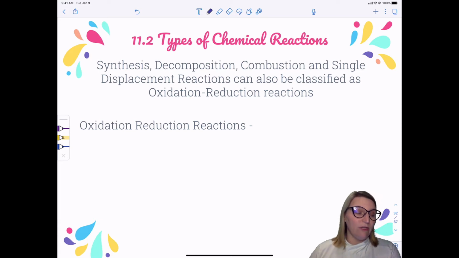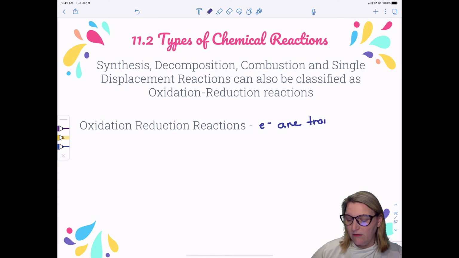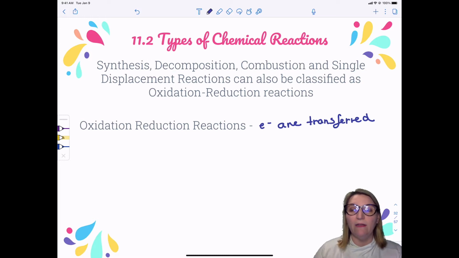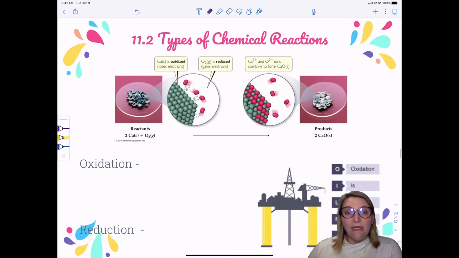An oxidation reduction reaction is a reaction in which electrons are transferred. Electrons are transferred, so that means one element will give up 1, 2, 3, 4 electrons and give them to another element. Here's an example of an oxidation reduction reaction.